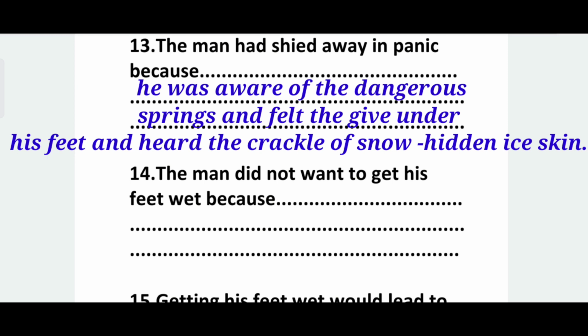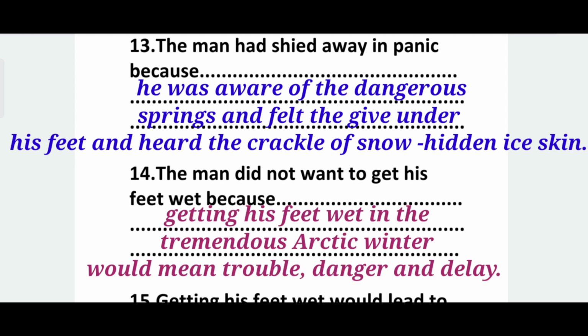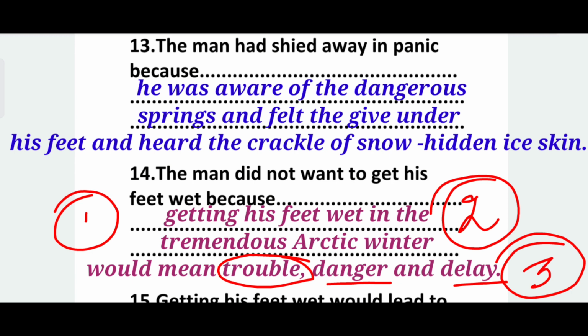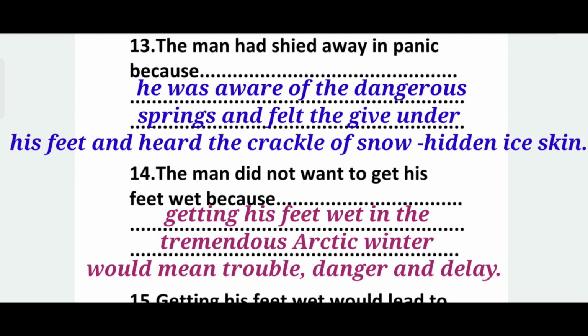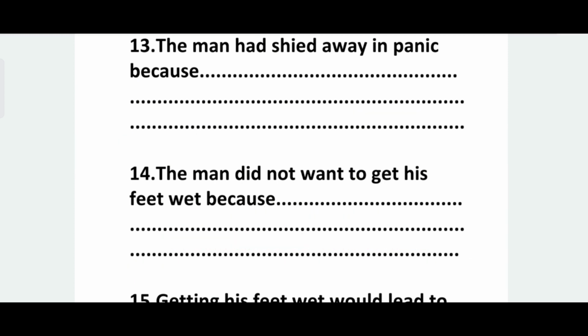Question 14 now. The man did not want to get his feet wet because getting his feet wet in the tremendous Arctic winter would mean number 1, trouble, number 2, danger, and number 3, delay. This is answer number 14 in my own words. Take help from the text, from the textual references, and try to shorten them by writing compact reasons.